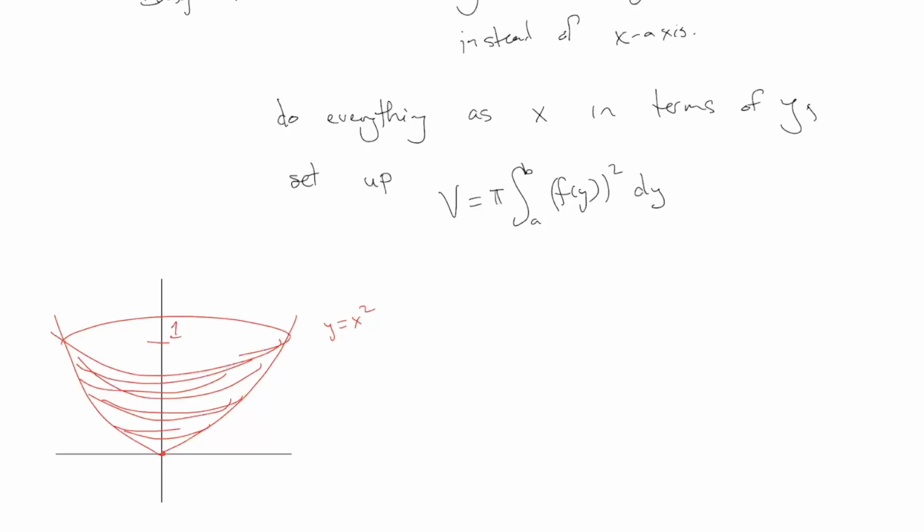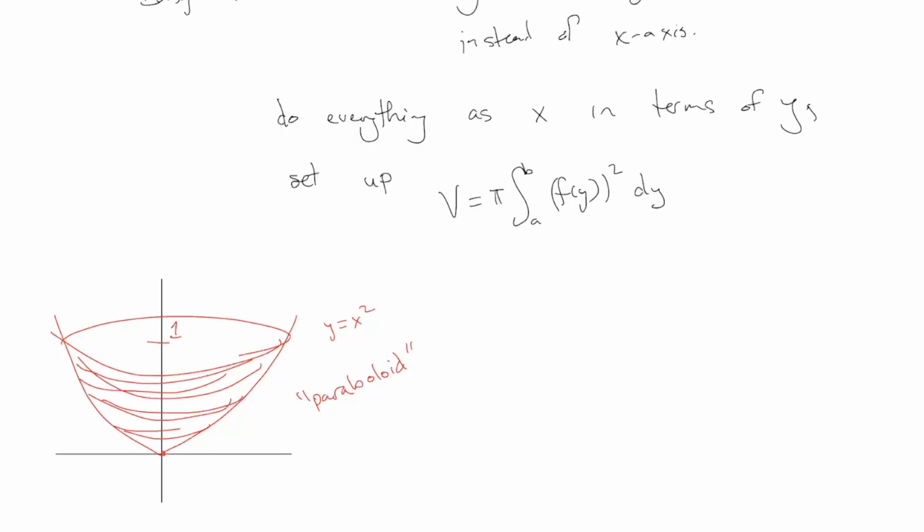There's actually a name for this shape. This is called a paraboloid. It is a 3-dimensional sort of bowl type shape that has the shape of a parabola, but it's in 3D. All right, that is a paraboloid. Can we find the volume of that?